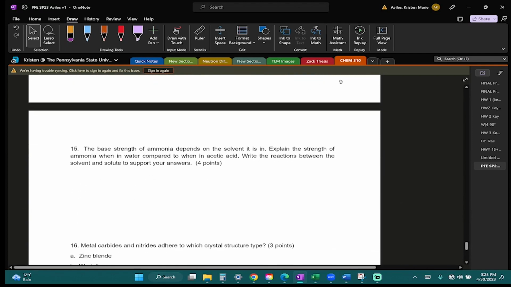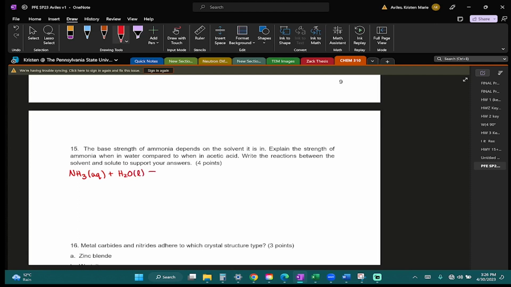Alrighty. So now we're talking about the base strength of ammonia and how it's going to vary depending on what solvent it is in. When it's in water, it's going to have a different strength than when it's in acetic acid. So here it wants us to explain these reactions between our solvent and our solute, which is our ammonia. So the first thing I'm going to do is just draw the reactions between the 2. So first I have NH3 aqueous plus H2O liquid. And this is going to form NH4 plus OH minus.